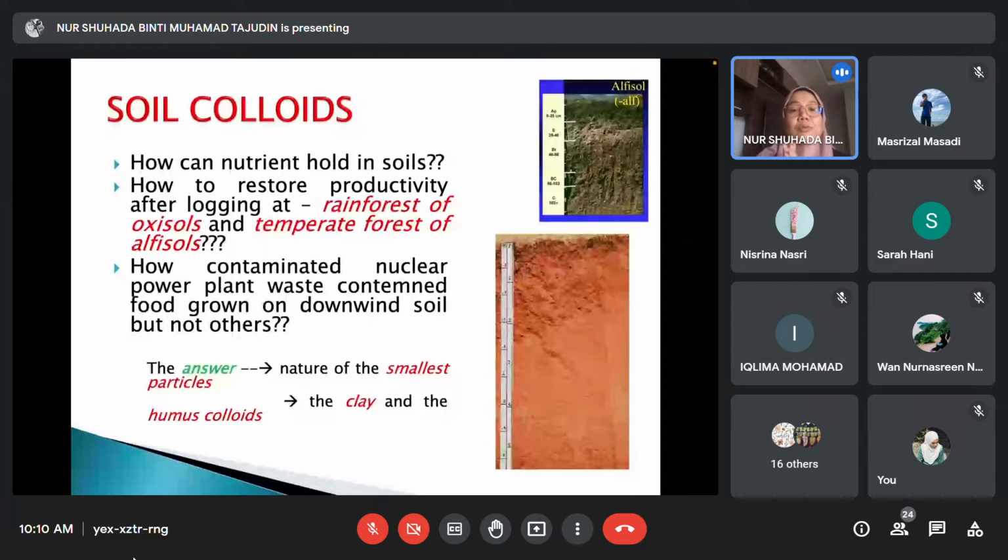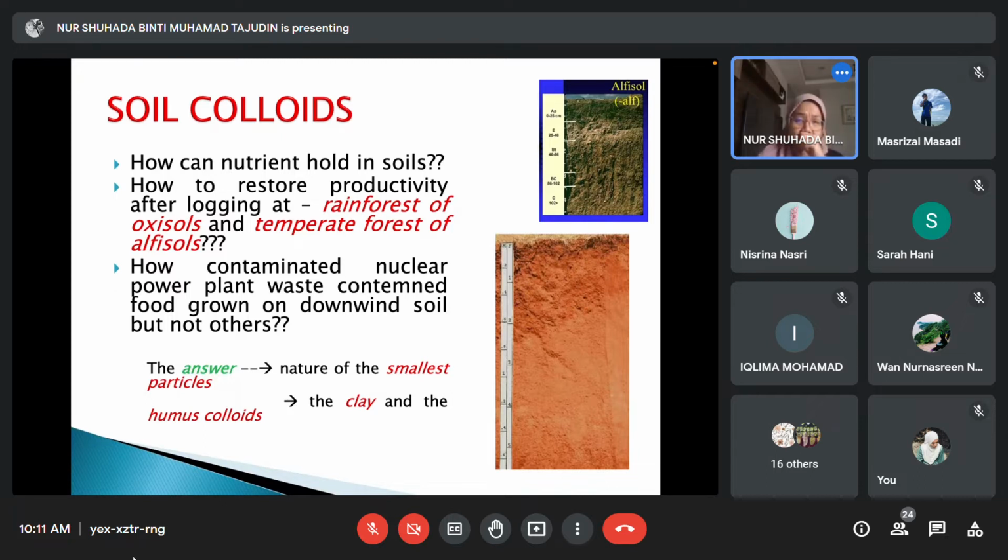How do we restore productivity after logging at a rainforest of oxisol? As I mentioned before, before the mining activities the grass is there, but after the mining activities it takes like 10 years for the grass to grow, meaning that the soil is not fertile. So how do we restore and maintain the productivity? How did contaminated nuclear power plant waste contaminate food grown on downwind soil but not others? For example, why are there heavy metals in the soil?